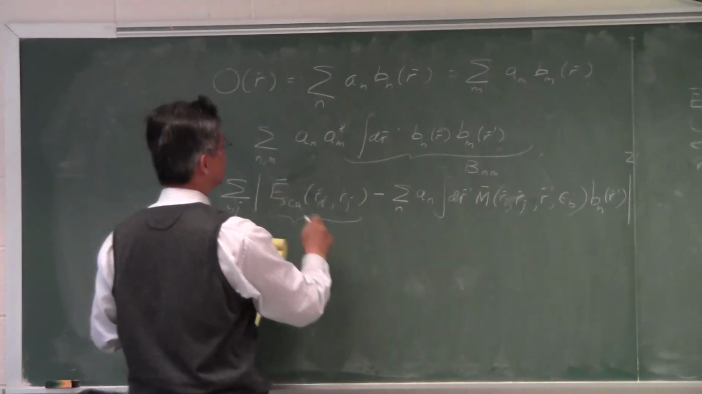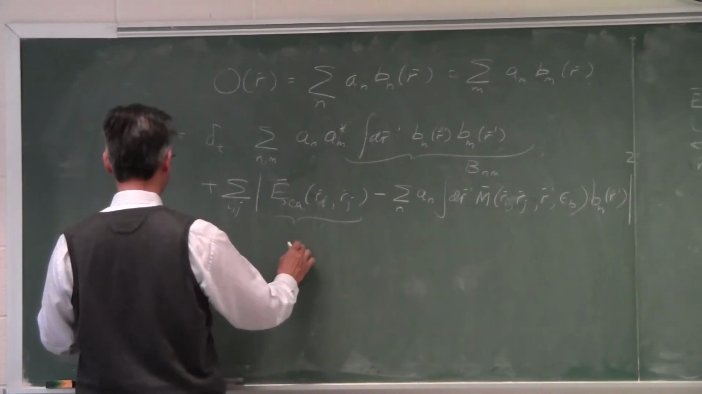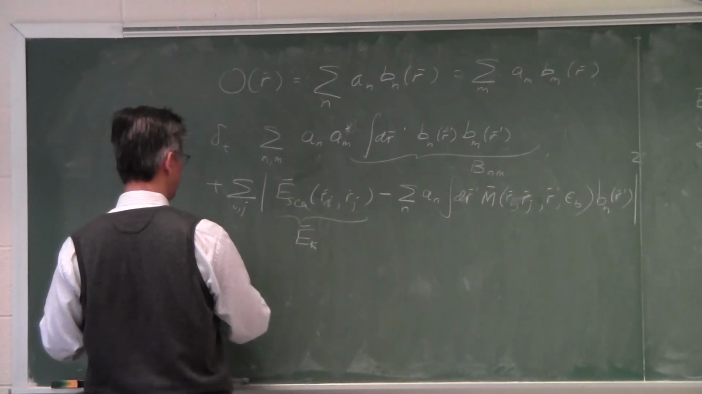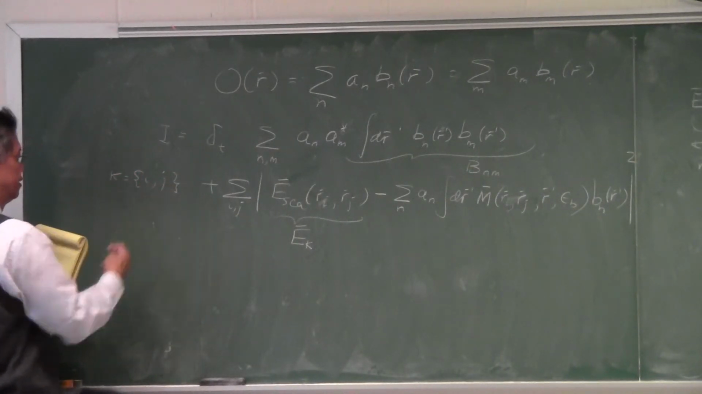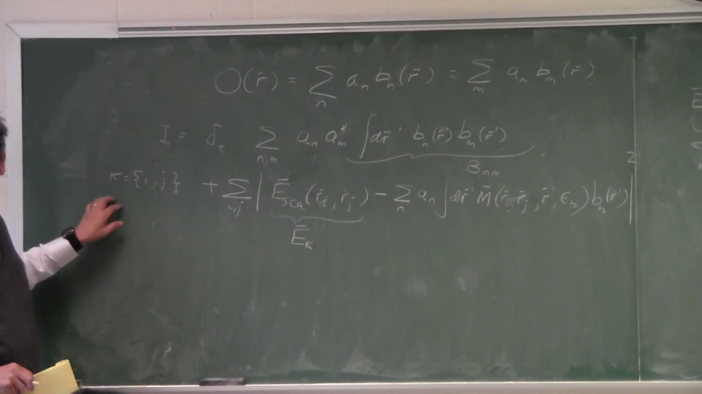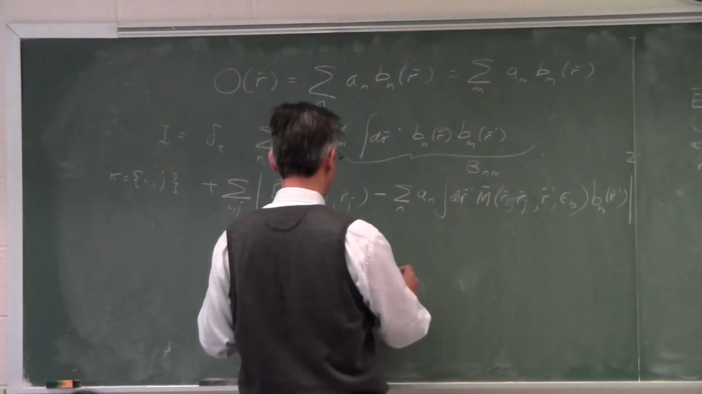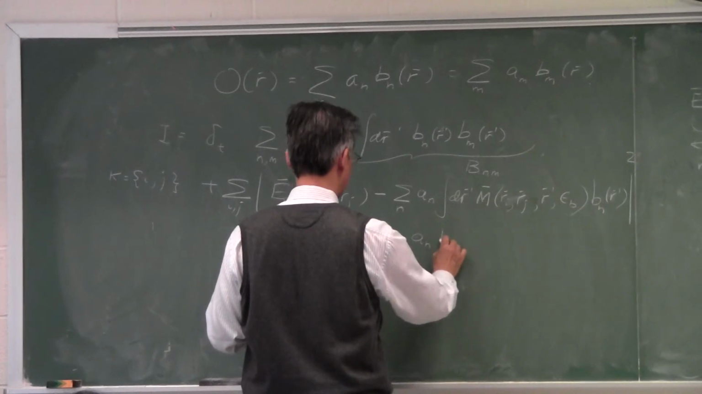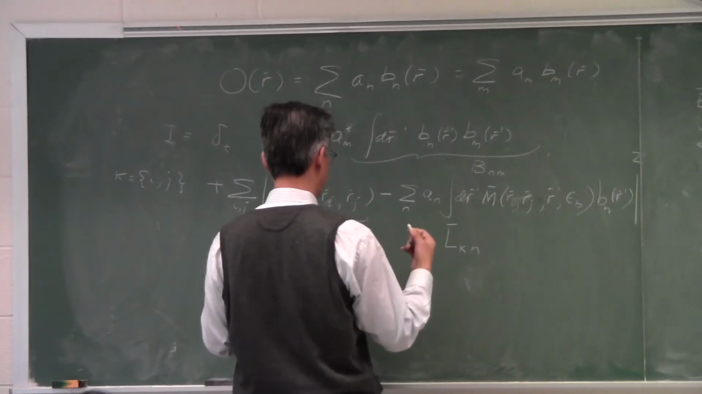I can call this piece over here... This actually is a vector quantity. This is a vector, sorry. It should be a vector. I can call this piece the vector E sub k. K is just the ordered pair ij. K represents this index i and j. I just got E sub k. And then this can be written as L k n. This is the vector.